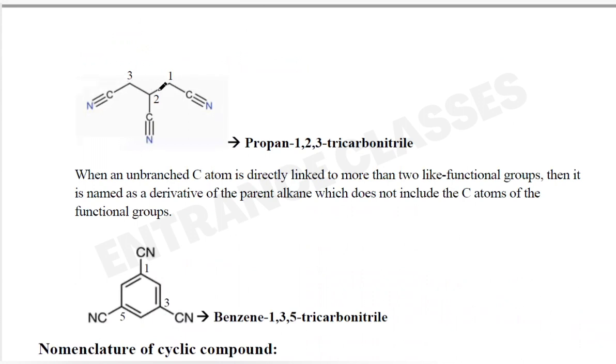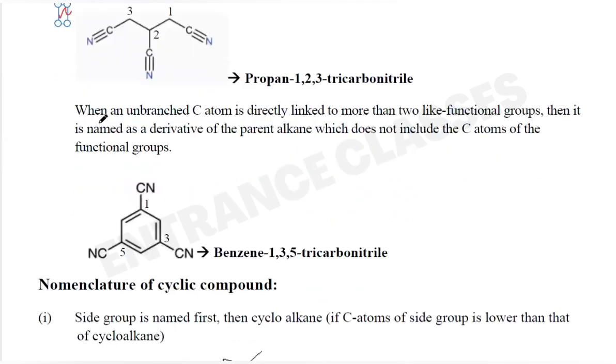Here also, this is the best part. Same group more than 2. That should be propane 1,2,3-tricarbonitrile. This is very, very important example. Propane 1,2,3-tricarbonitrile. The same technique: when an unbranched carbon atom is directly linked to more than 2 like functional groups, then it is named as a derivative of the parent alkane, which does not include the carbon atom of functional group.